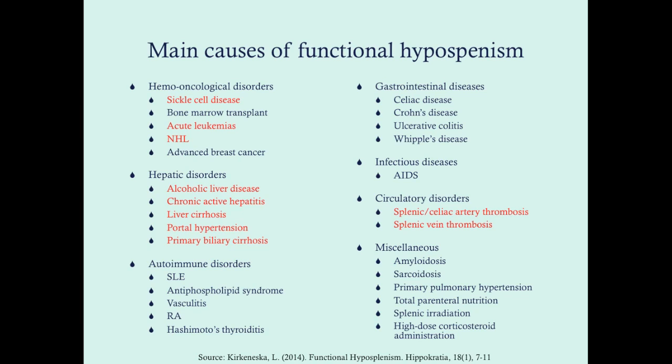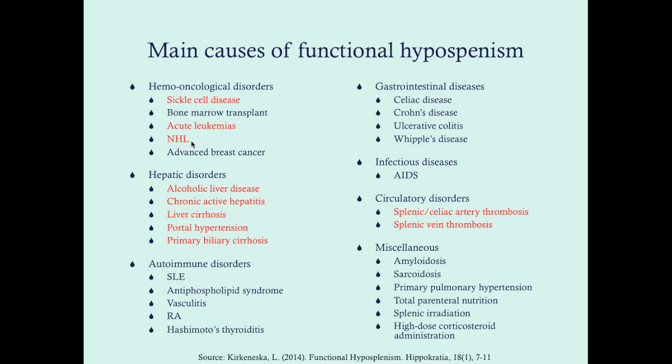So these are some of the causes of functional hyposplenism. So sickle cell disease, that's a major cause. We see that in most patients with sickle cell disease that they're going to wind up hyposplenic. About half of patients with sickle cell disease will be hyposplenic by age 6 months, and most of them will be functionally asplenic at some point early on in childhood.